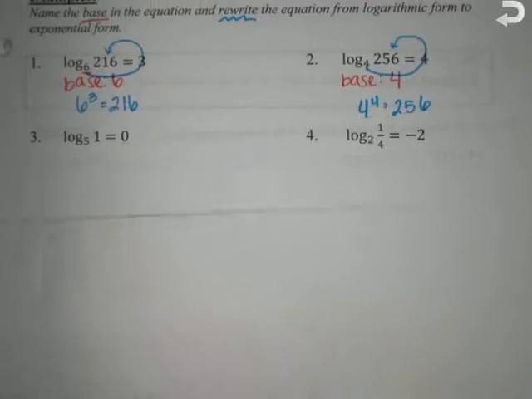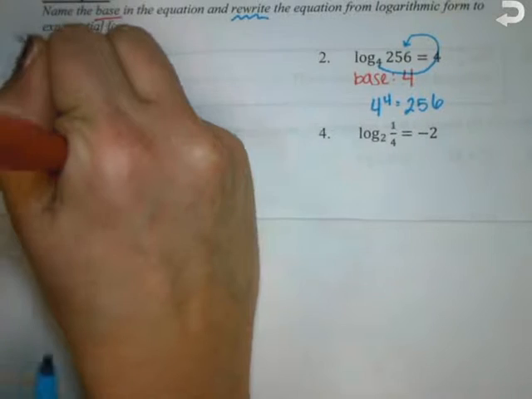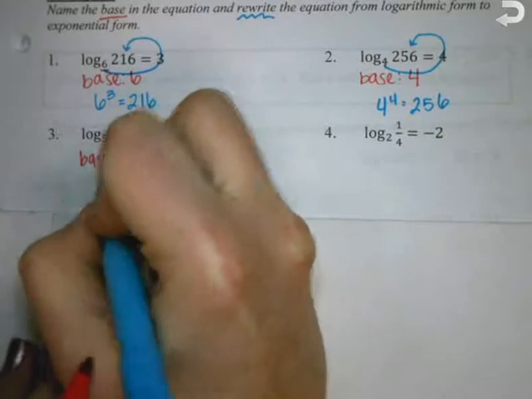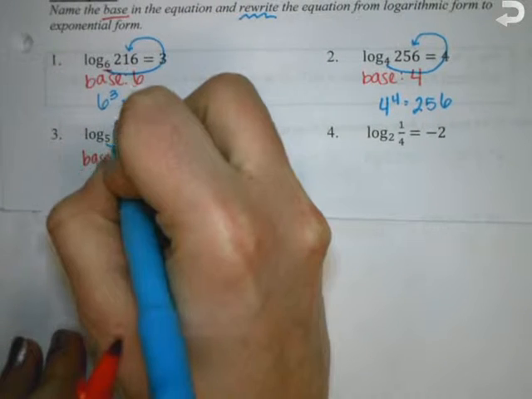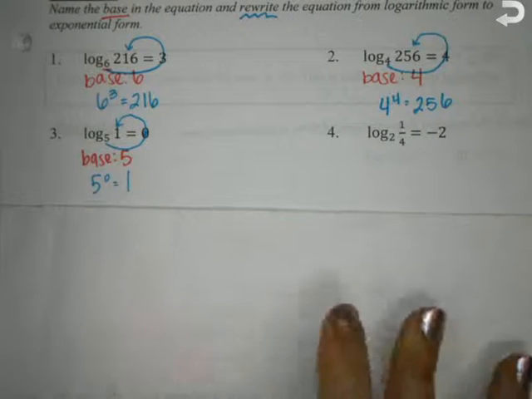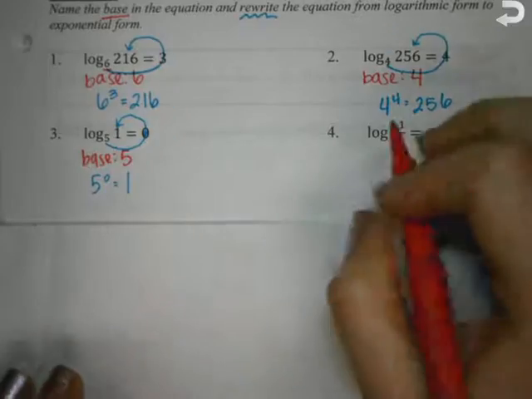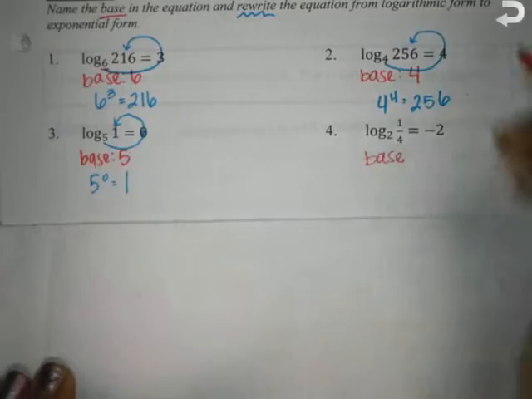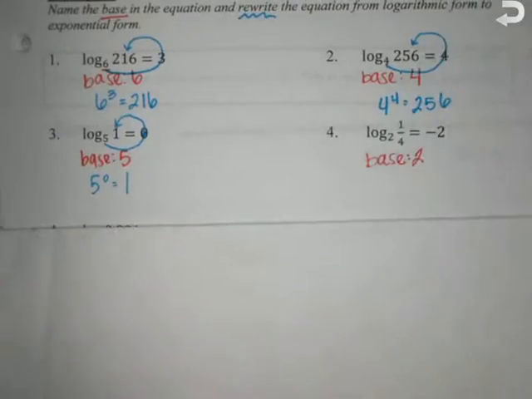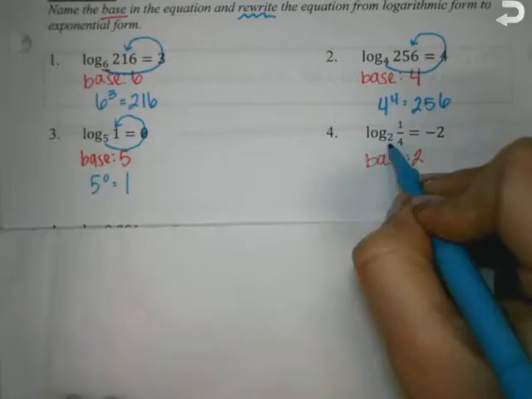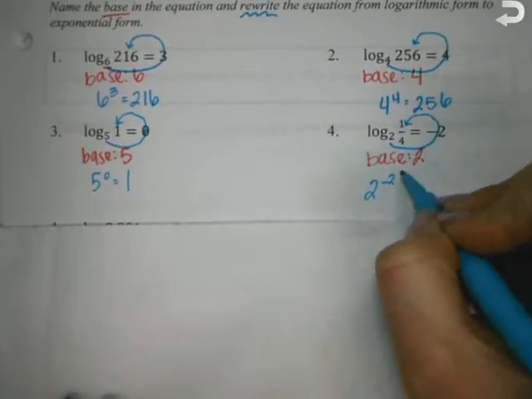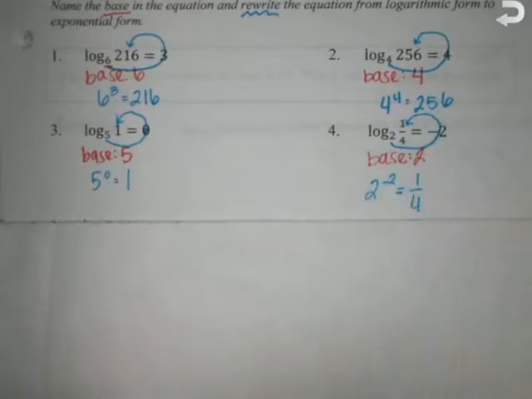Number 3. Base is 5. And rewriting it as an exponent, 5 to the 0 is equal to 1. True? Yes. Okay. Number 4. What is the base here? The base is 2. There's a typo. So we start at 2, raise it to the -2, and it should equal 1/4. Is that true? Yes. Okay, you guys see where we're going here?